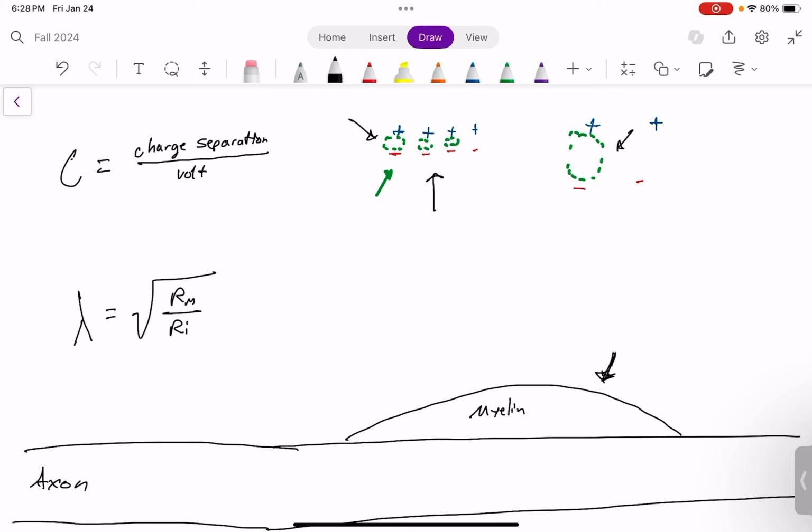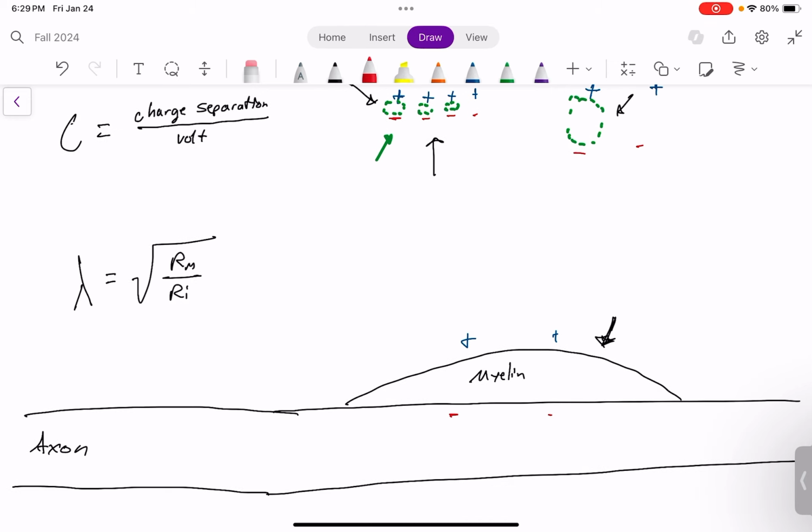a big fatty covering over the neuron. And so that separates these charges, and it has very low capacitance. And so there can be less charge separation per volt. Now that also means that there's not any channels along this myelin. Where there's myelin on the cell, there's no channels. Whereas over here, where there's no myelin, there will be channels.